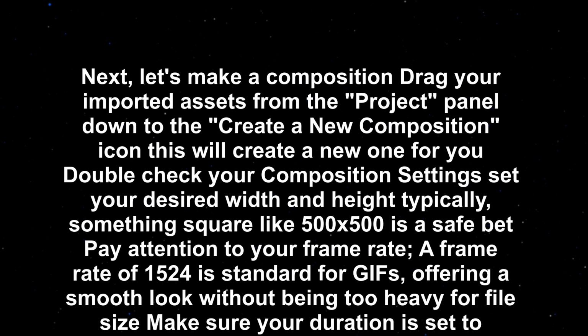Next, let's make a composition. Drag your imported assets from the project panel down to the Create a New Composition icon. This will create a new one for you. Double check your composition settings. Set your desired width and height. Typically, something square like 500 by 500 is a safe bet. Pay attention to your frame rate. A frame rate of 15 or 24 is standard for GIFs, offering a smooth look without being too heavy. For file size, make sure your duration is set to however long your animation needs to be.